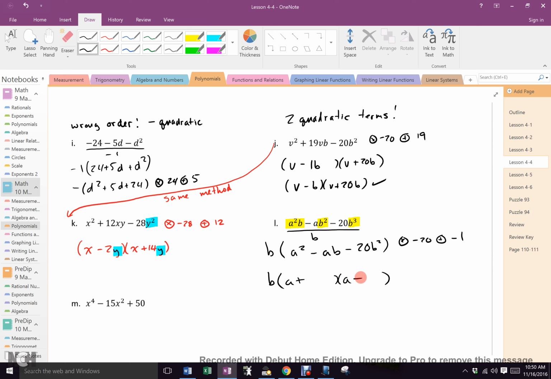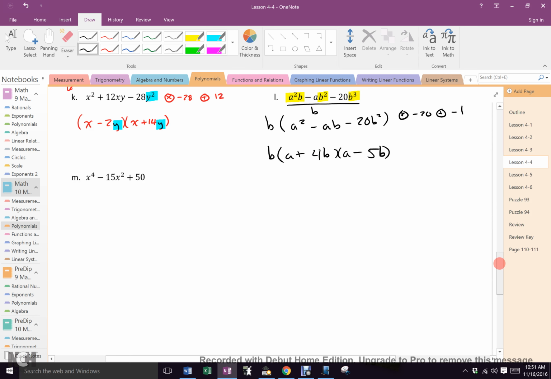1 and 20 won't do it, will it? 2 and 10? 4 and 5? Yeah. Which one has to be positive to get to a negative? Plus 4 minus 5. What's missing there? My B. Is everybody cool? Yeah? All right. M is the last tricky one.